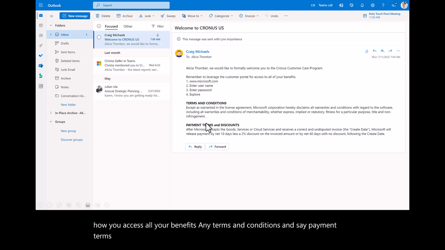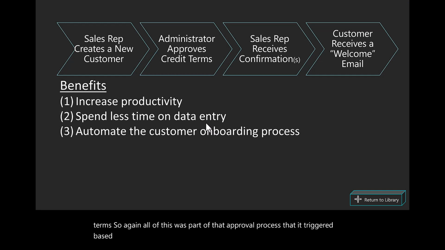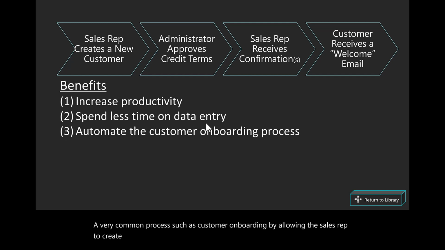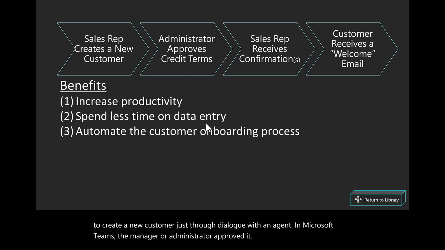So again, all of this was part of that approval process that it triggered based on that dialogue with the virtual agent. So again, just an idea around how we can tackle a very common process such as customer onboarding by allowing the sales rep to create a new customer just through dialogue with an agent in Microsoft Teams. The manager or administrator approved it. Sales rep receives confirmation, and then the customer receives a welcome email. Clearly, the benefits are here that we're automating a process and spend less time on data entry and increasing our productivity.